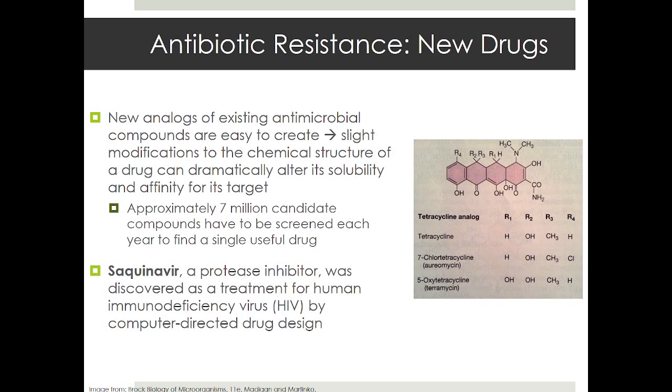And there is productivity from these methods. Something like saquinavir, which is a protease inhibitor, so it inhibits protein-degrading enzymes, was discovered as a treatment for HIV. And this was done completely through computer-directed drug design, so a program that was meant to alter and change the structure of molecules and produce something that could be viable as a treatment. And we found something, and that's awesome.